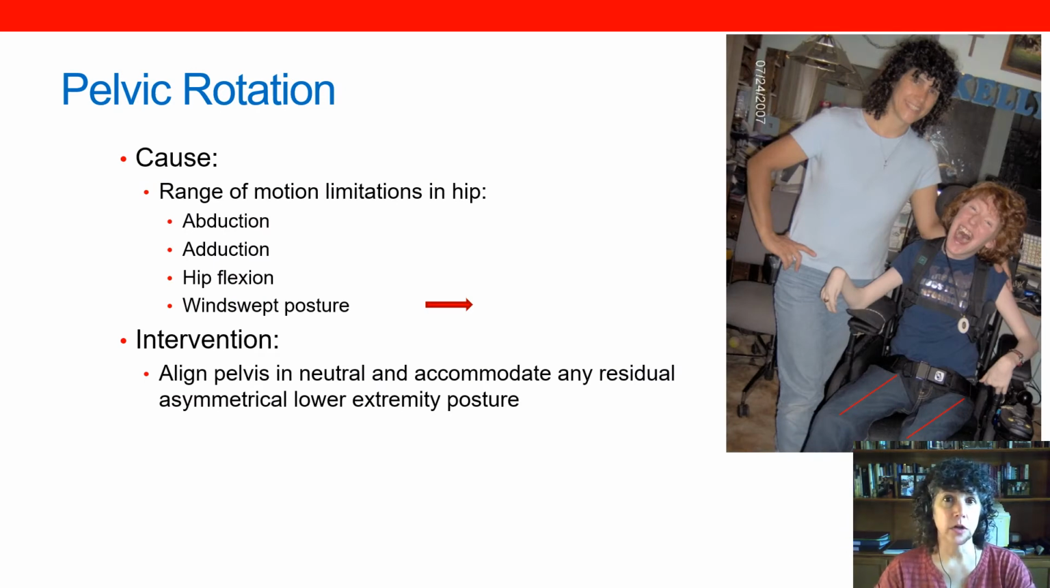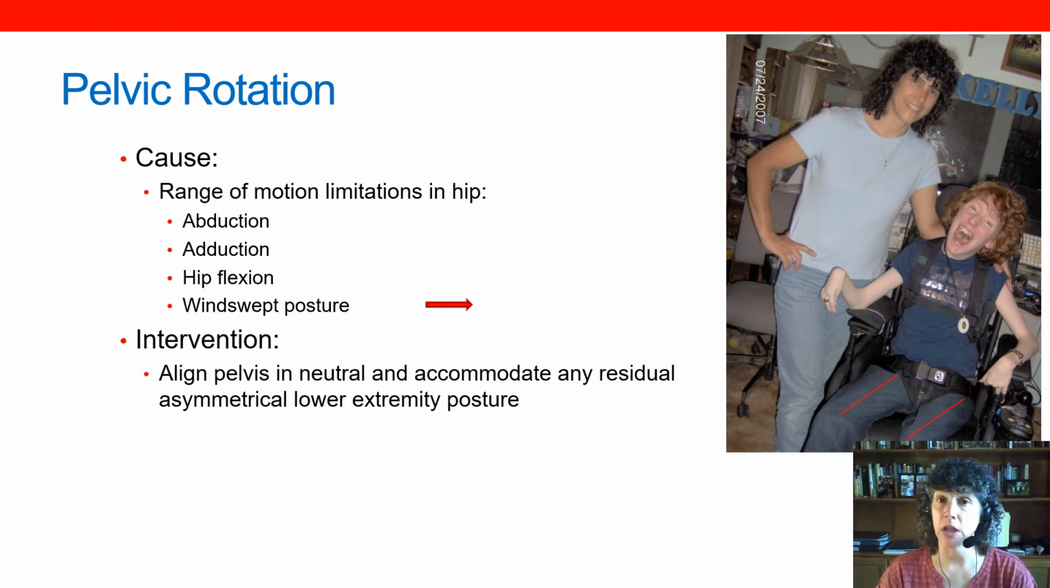Next, let's take a look at pelvic rotation. Keep in mind that these various challenges can be seen with each other. So we may see rotation in combination with pelvic posterior tilt, for example. So what causes pelvic rotation when one side of the pelvis is forward of the other? Well, it's usually due to range of motion limitations.